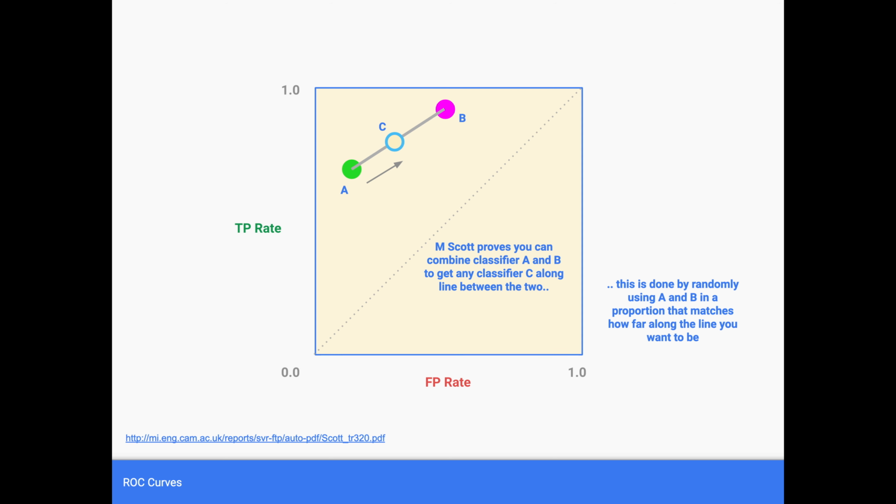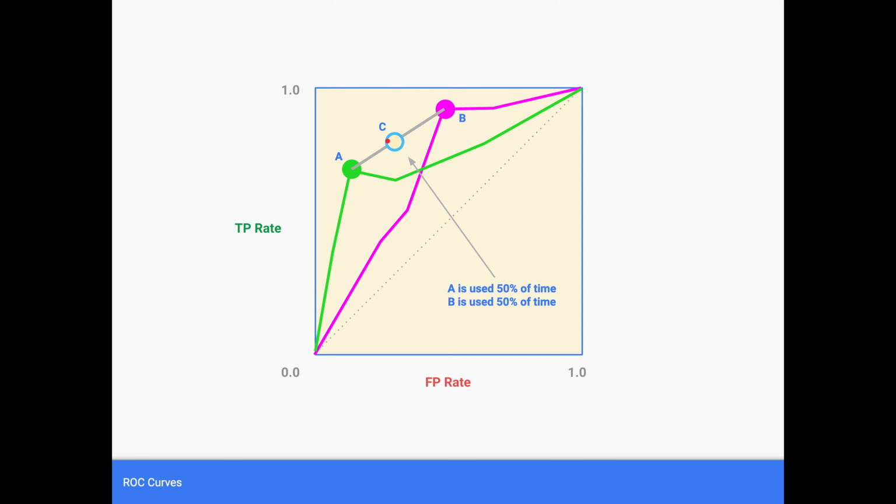Now that makes intuitive sense, but it works mathematically as well. The only thing we can't do is move away from this line in the better direction, because there's no free lunch. There is a theorem in machine learning books which is often termed the no free lunch theorem. So we can't get something for free, but we can combine things like this. So this is just illustrating this classifier C, which is actually A and B being used 50% of the time each. So that's quite nice.